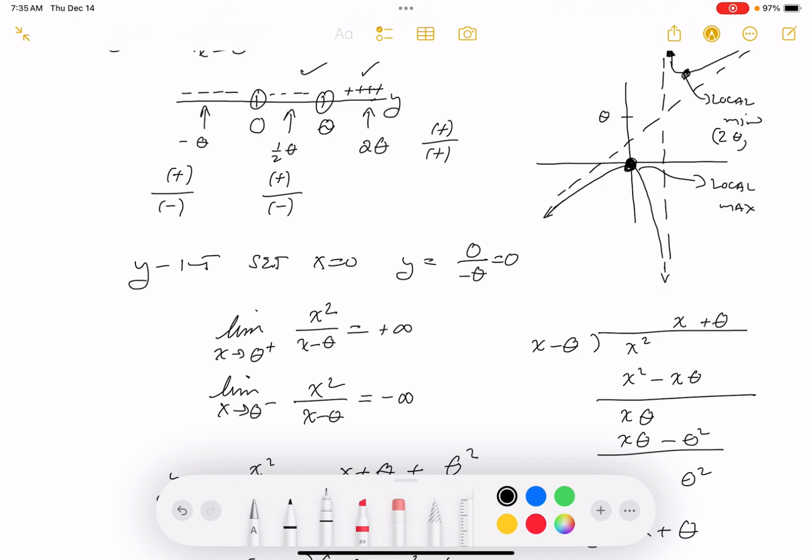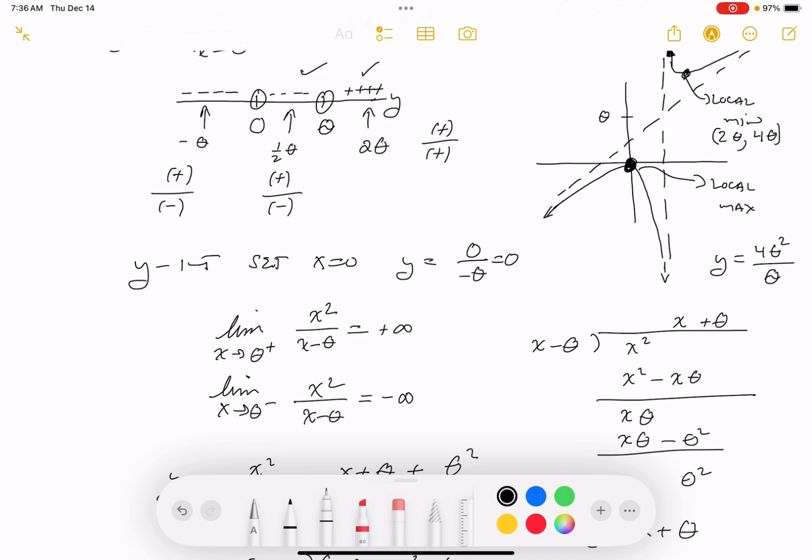Let's just plug it into the function and find out what that local minimum value is. And the function, again, is y equals, we'll have to square that. That's going to be 4 theta squared, because the top is x squared, by the way. The bottom's going to be 2 theta minus theta, which is just theta. So what do you get over there? You just get 4 theta now.